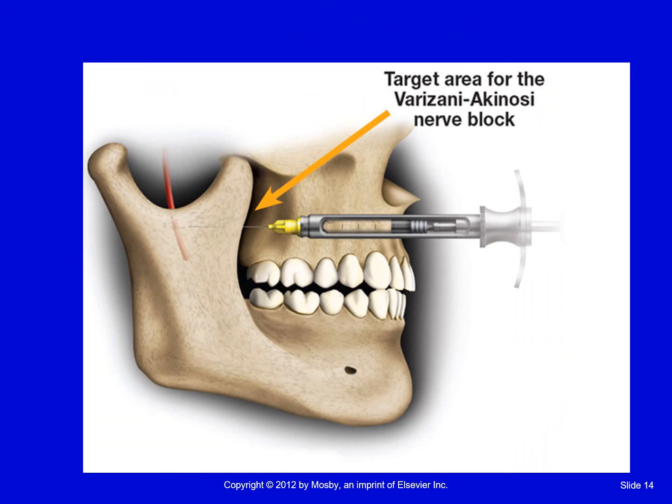This is the target area for the Vazirani-Akinosi nerve block. And so someone whose mouth cannot open any more than this picture is showing, they can go in and go just straight back and try to hit that lingual nerve right from that very area. So that would be good for them. And like I say, they can also go from the outside.